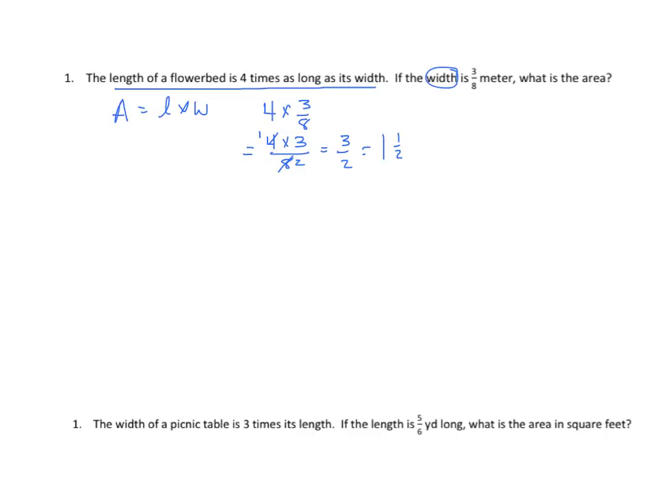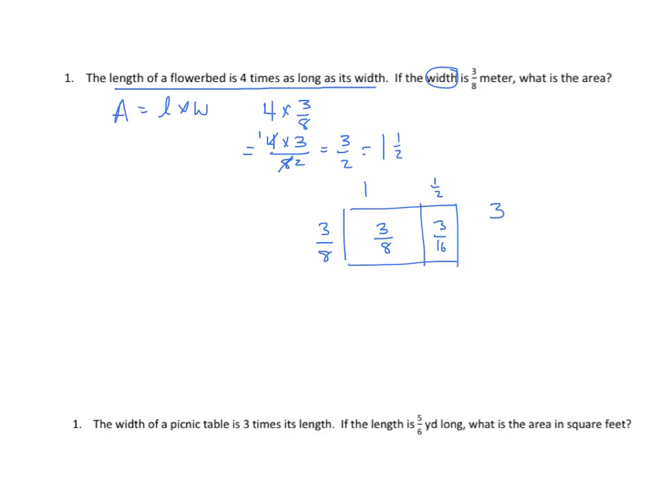Now we need to find the area. We can simply use the area model. We will decompose 1 1/2. We'll multiply both 1 and the 1/2 by 3/8. 1 times 3/8 is 3/8. And 3/8 times 1/2 is 3/16. We'll find the sum of our partial products.